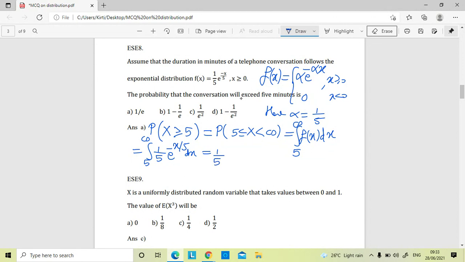So we have 1 by 5, and the integration will be e raised to power minus x by 5 upon minus 1 by 5. So this 1 by 5 will get cancelled. Now apply the limit 5 to infinity. For the upper limit, it will be 0. Whereas for the lower limit, just put x as 5. What we get is e raised to power minus 1 upon minus 1. So how much are we getting? e raised to power minus 1, which we can write as 1 by e.